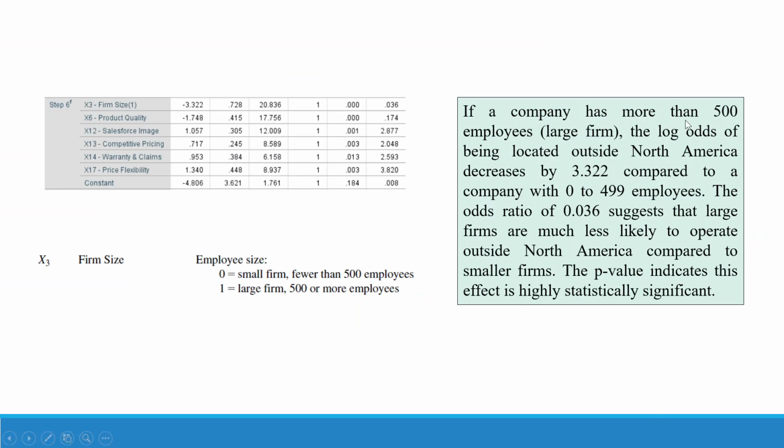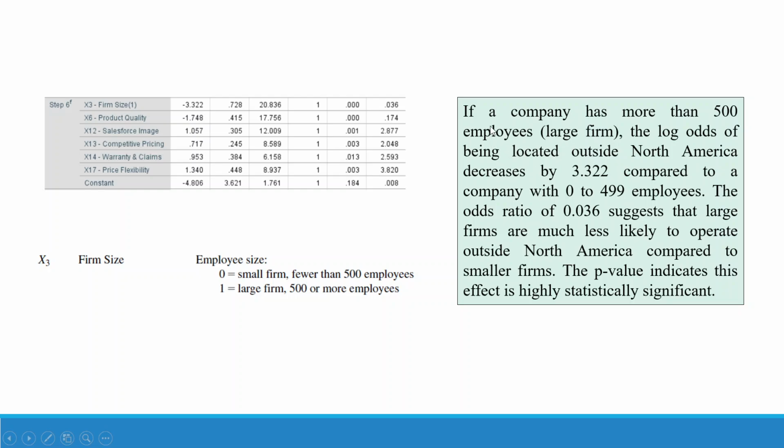Now let's write the interpretation. If a company has more than 500 employees, large firm, it is coded as 1. The log odds of being located outside North America decreases by 3.322 compared to a company with 0 to 499 employees. Why we are saying log odds decreases? See, what will be the value of firm size? Either it can be 1 or 0. So if it is 1, so firm size into minus 3.322. So the log odds decreases. If this is 0, so 0 into minus 3.322, right? So that's the reason we write.